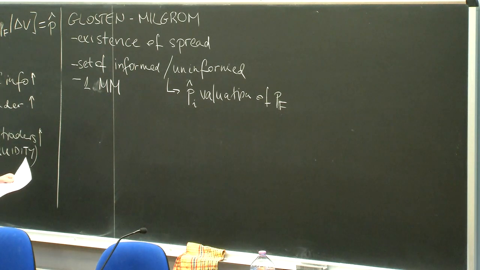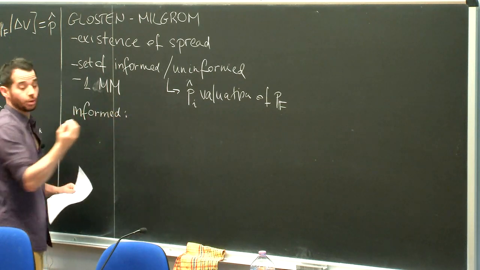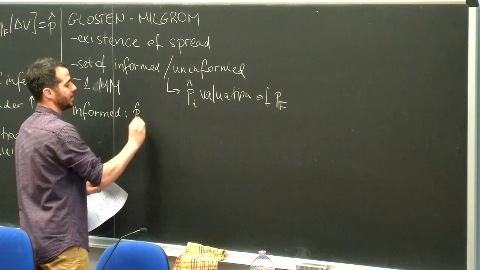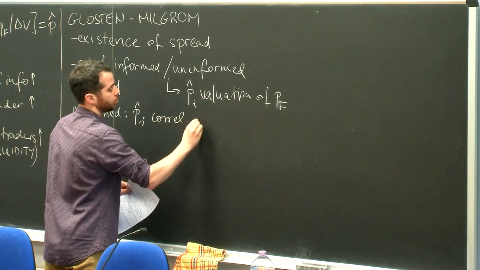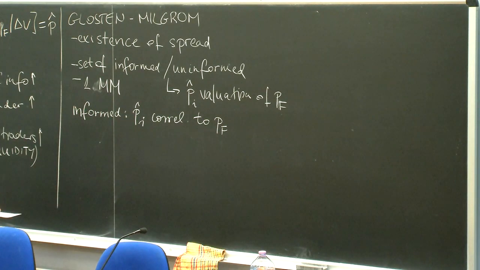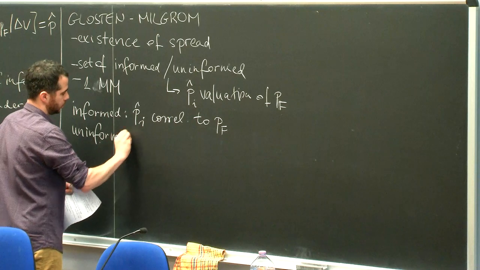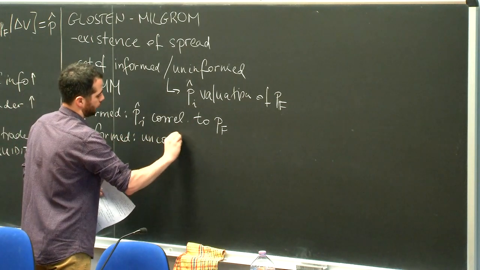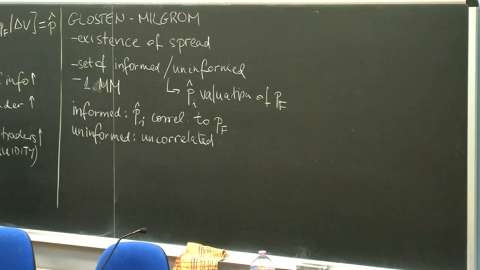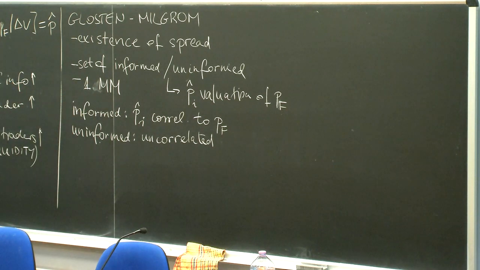What makes the difference between them? That is just a trivial claim: those who are informed have a P-hat which is correlated to the actual outcome that will happen, and the uninformed are uncorrelated. In that sense, it's the same. In this model you can always complicate things, but it's that simple.